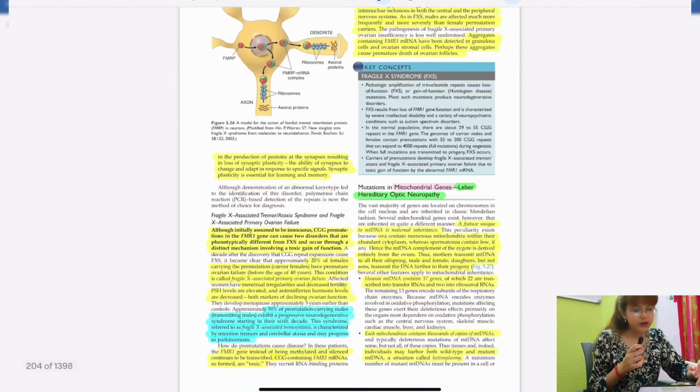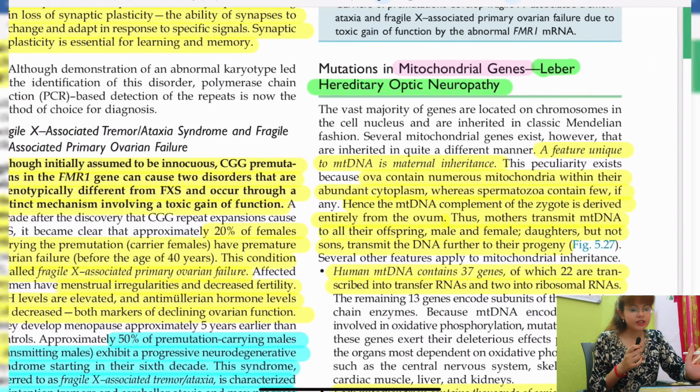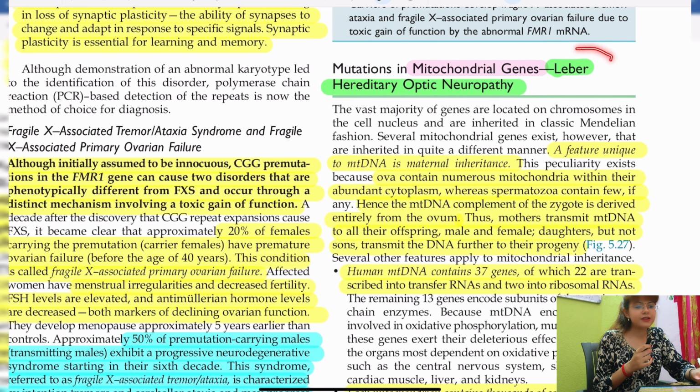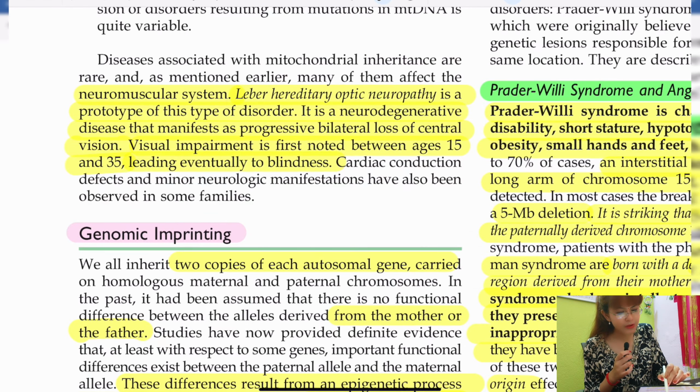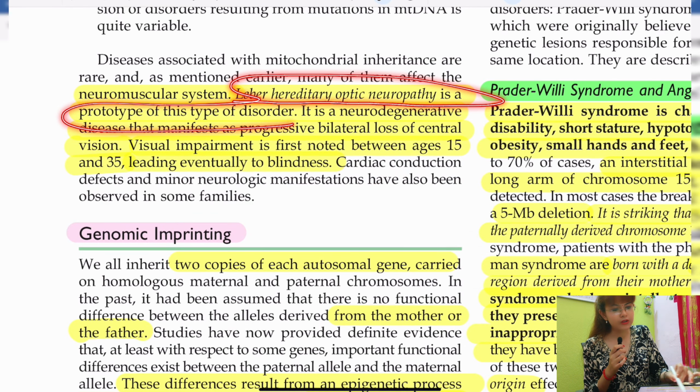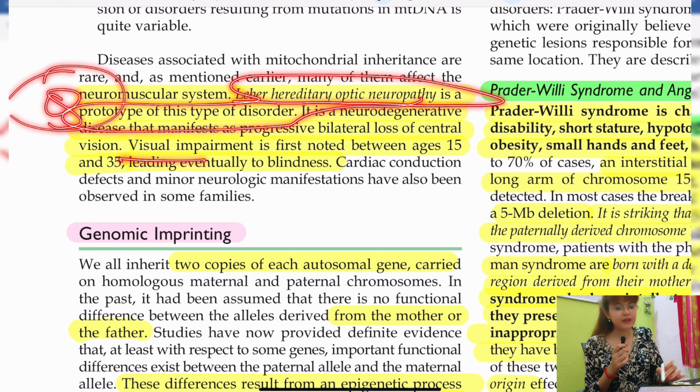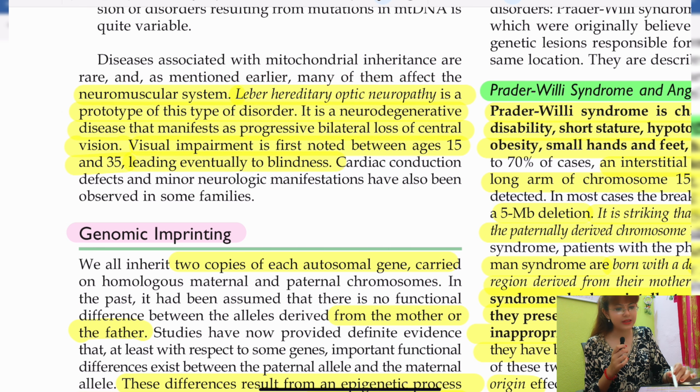Okay. Now coming to the mitochondrial genes, obviously Leber hereditary optic neuropathy is an example of this, very, very important. You must remember these examples. Leber hereditary optic neuropathy is a prototype of the mitochondrial disorder, very, very important. There is a visual impairment noted, and there is bilateral progressive loss of central vision.